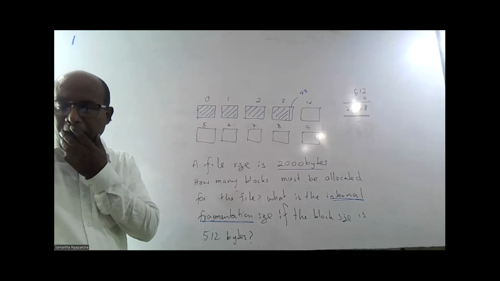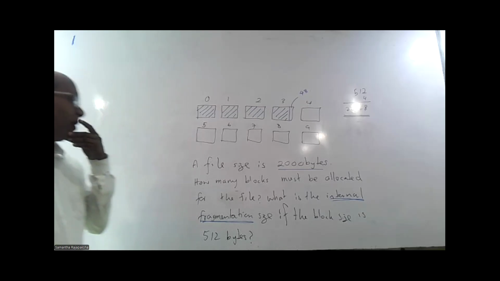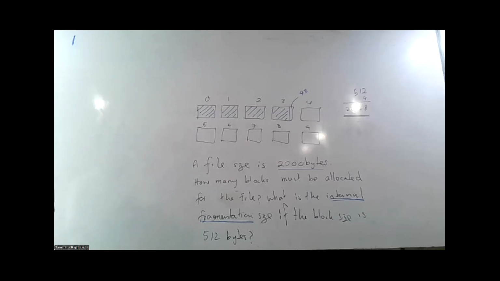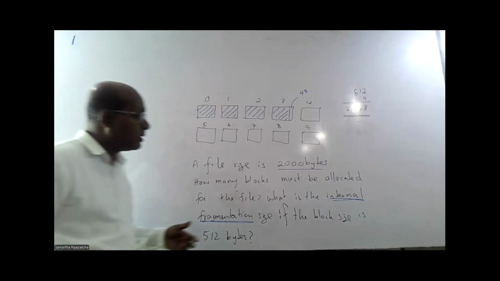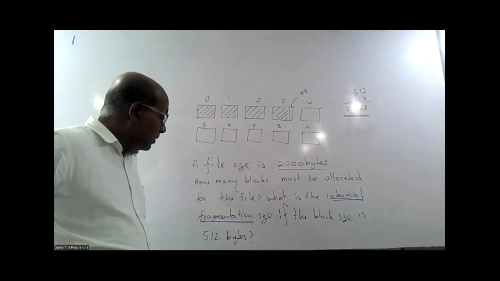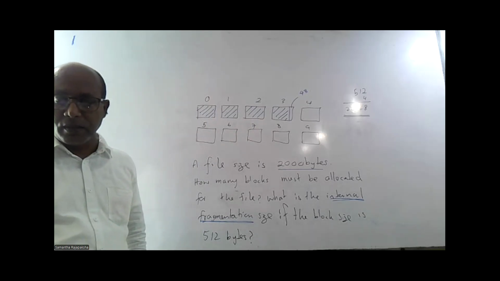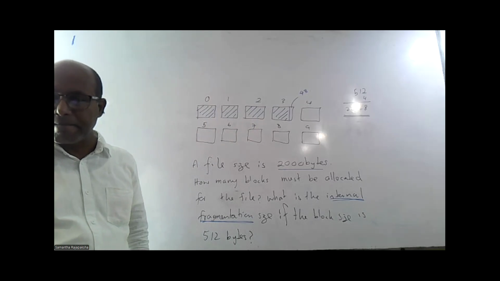Okay, sir. So that's what happened here. Now the file size is 2000 bytes. Then we have allocated 4 blocks. There is an additional amount, which we call as what? Internal fragmentation. Okay? Yes, sir. Okay, sir.